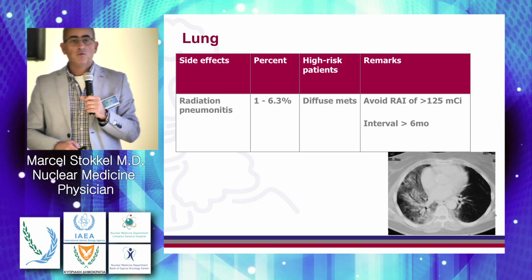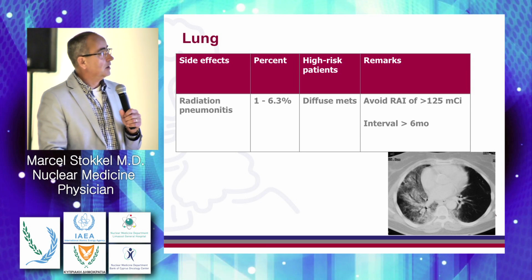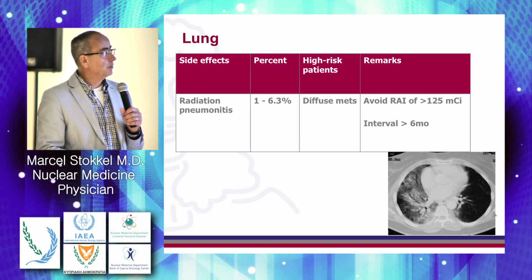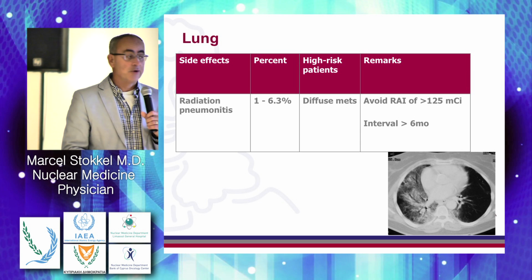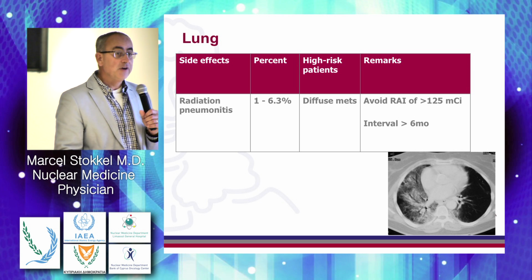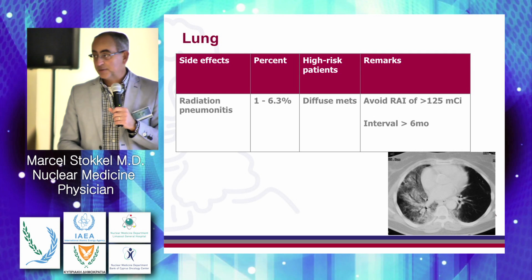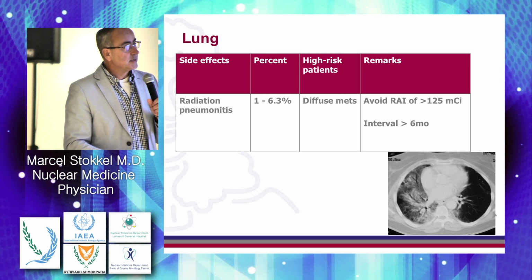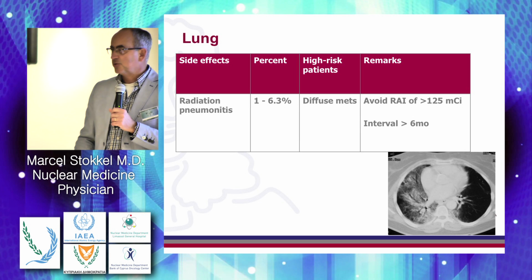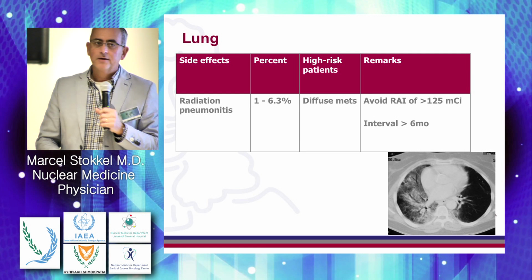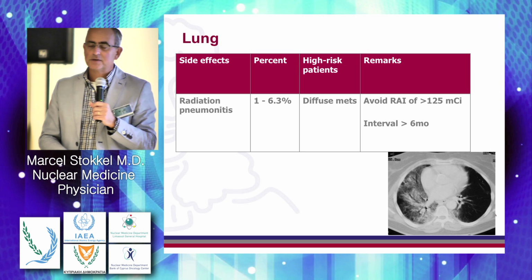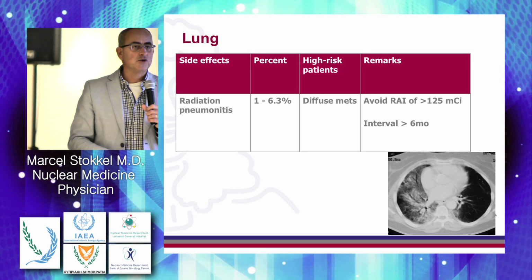The lung: we all know that when a patient has multiple metastases in the lung, you may induce radiation pneumonitis, and it may end up in fibrosis. It can be observed in about 1 to 6.3% of the patients having multiple metastases. How do you avoid this side effect? Well, at least use an interval of more than 6 months. The tissue has to recover, and then you can go on. Another important issue is that you have to lower the dose. You cannot use the therapeutic doses up to 7,000 megabecquerels or 200 millicurie.